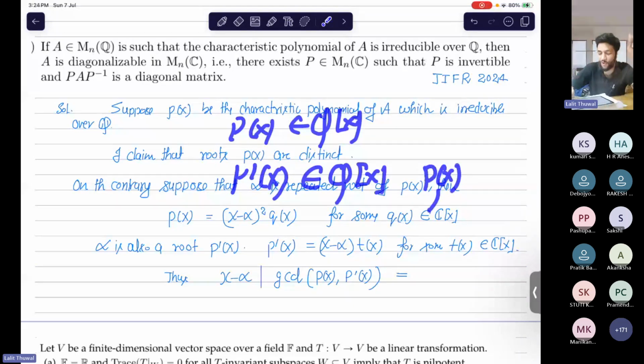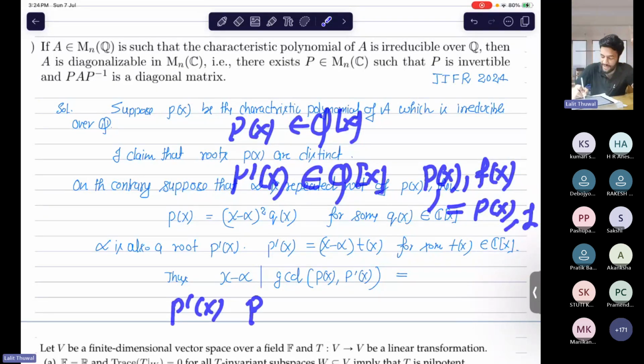GCD of an irreducible polynomial with any polynomial is either p(x) or 1. Okay, so the degree of p'(x) is less than the degree of p(x). So the GCD must be 1. Right? You can think like that.